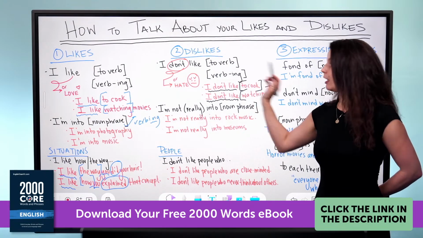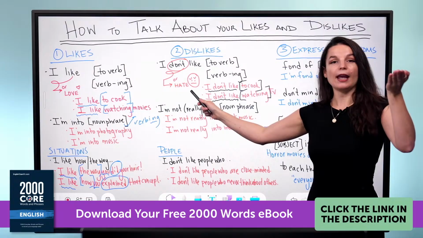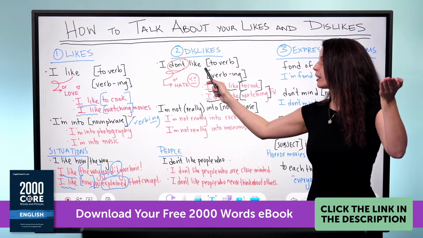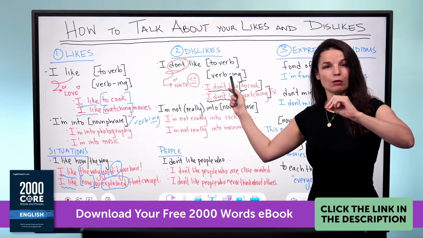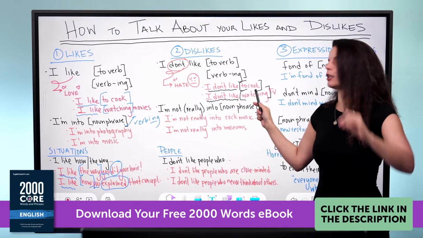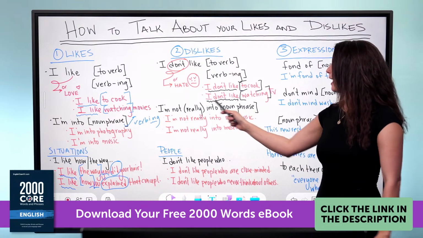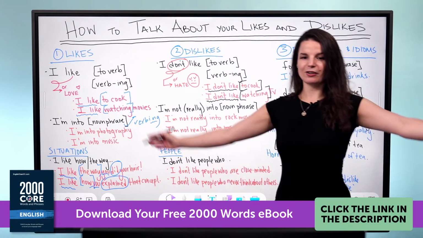Okay? If you want to increase the level of your feeling, we can change I don't like to hate. I hate to verb. I hate ing. Okay? So I hate to cook. Or I hate watching TV. You can use both of those. Okay? Let me see your examples.